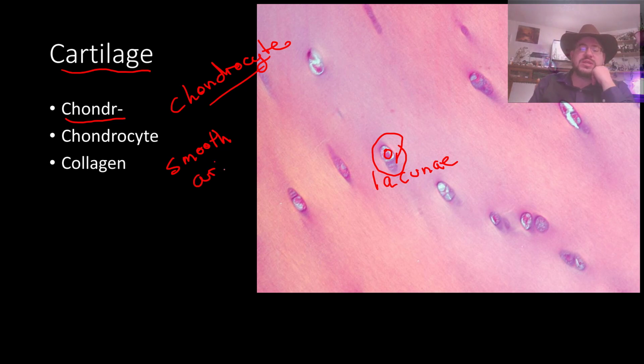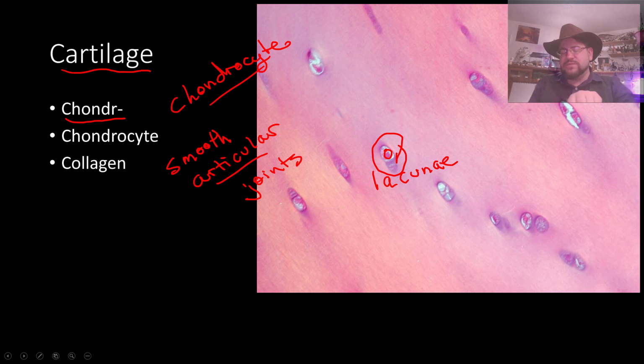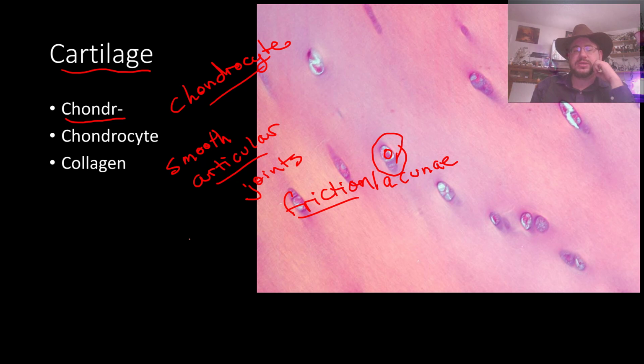So where you see this very smooth cartilage, we'll often call it articular cartilage, or cartilage that covers the joints, right? So that joint cartilage helps reduce the friction so that it moves very smoothly. The bone isn't grinding against each other. Everything's nice. It reduces the friction involved in the movement of joints. So this right here is a picture of smooth cartilage.